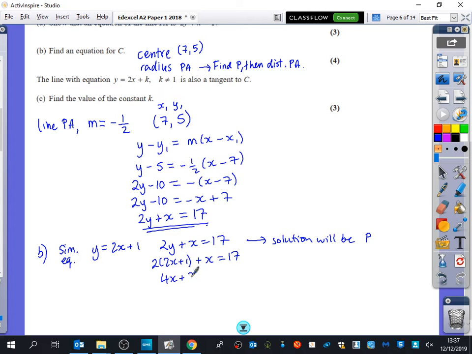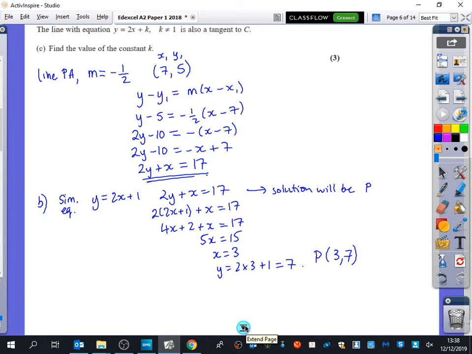So 4x plus 2 plus x equals 17. So 5x is 15 and x is 3. Now if x is 3, we can use this to find out that y is equal to 2 times 3 plus 1, which is 7. So that must mean the coordinate is 3, 7 for P.